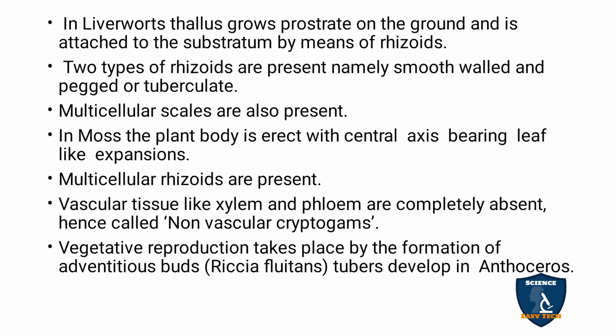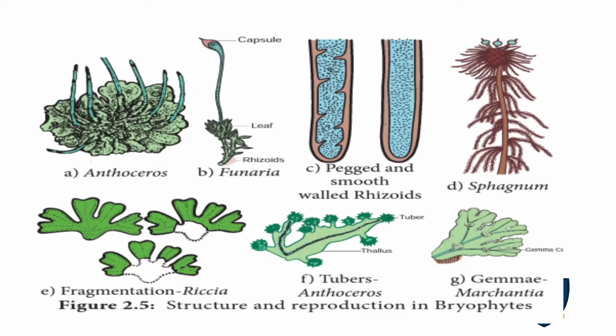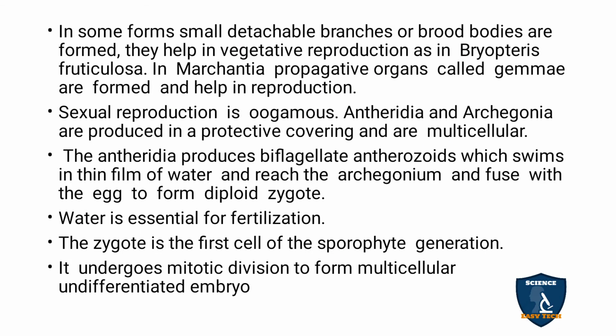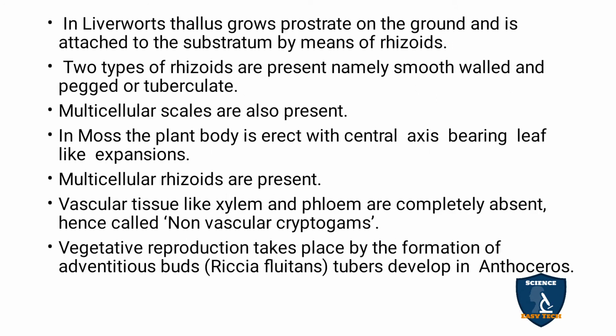There are two types of rhizoids, smooth-walled and pegged or tuberculate. You can see here a smooth-walled rhizoid, and you can see the peg shape on the inner wall of the pegged rhizoid. So it is called a pegged or tuberculate rhizoid. The scales are multicellular here.